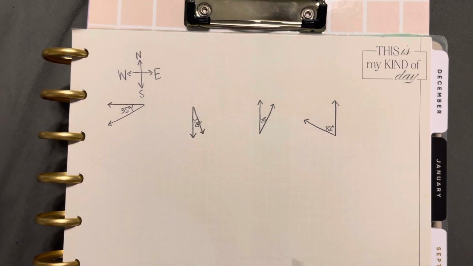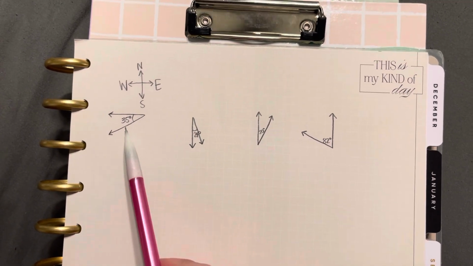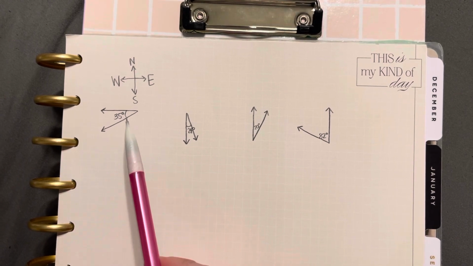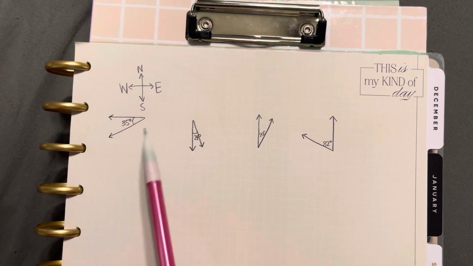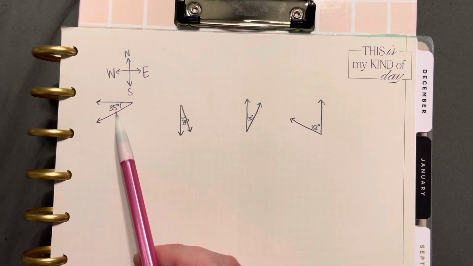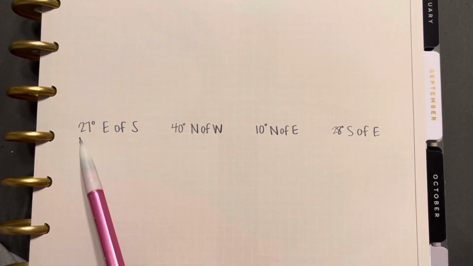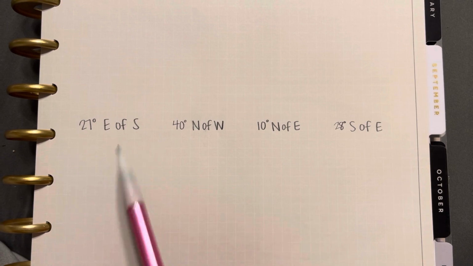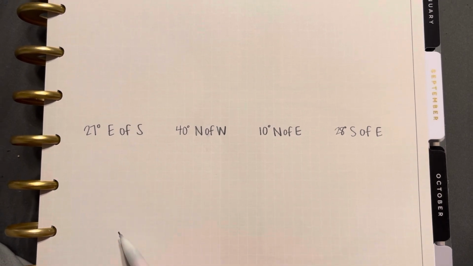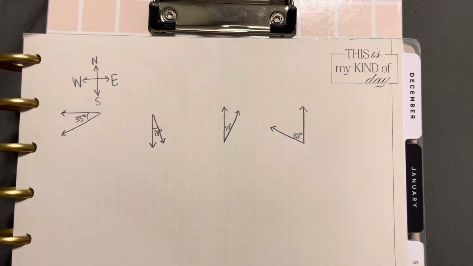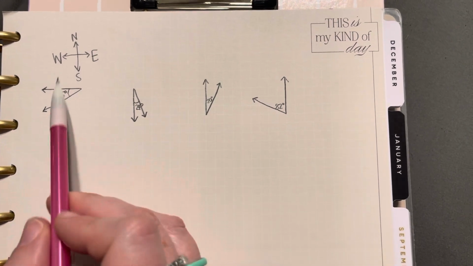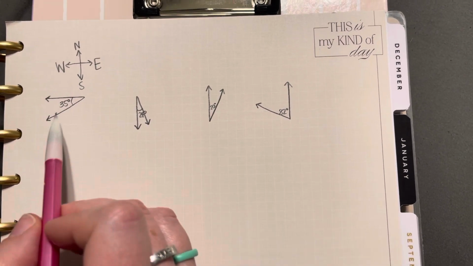Hey y'all, in this video I'm going to show you how to label angles that are already drawn for you, like using the degrees and directions. And then I'm going to show you 4 examples of how to take the angle and directions and draw it with your vector diagram. Okay, so let's start up here. I have the compass for us just in case you need that.